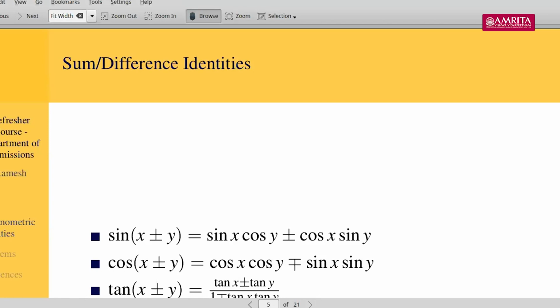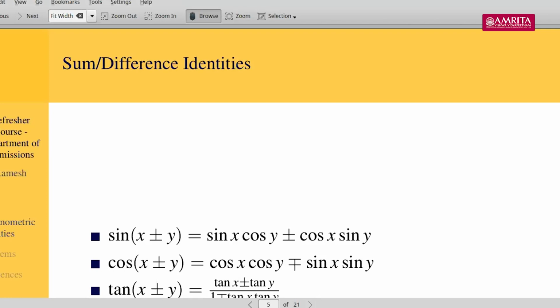That's why I have taken here plus or minus, minus or plus. In a similar way, tan of x plus y is equal to tan x plus tan y divided by 1 minus tan x tan y. And tan of x minus y is equal to tan x minus tan y divided by 1 plus tan x tan y. So I combined these two formulas in a single entity. Right?